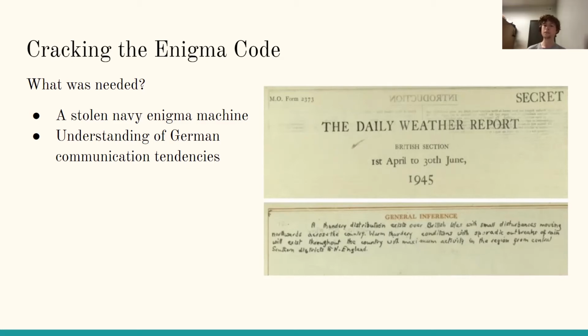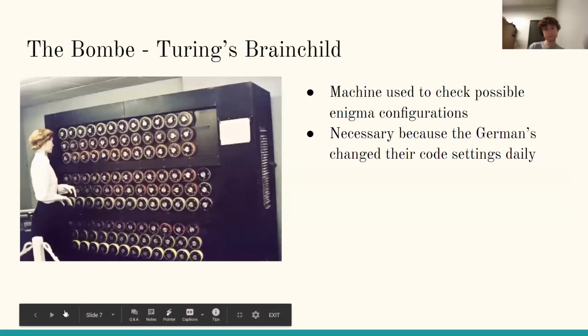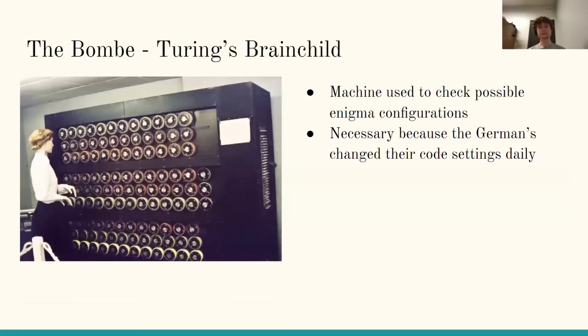So if you look in the code, you can try to find places that the words "weather report" could appear, because you know that's going to be in there somewhere. So this was Alan Turing's solution to the problem.